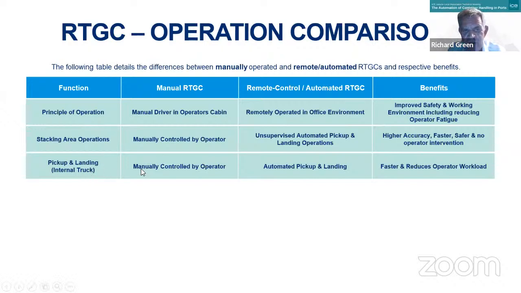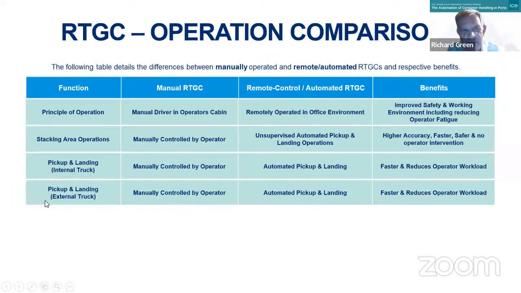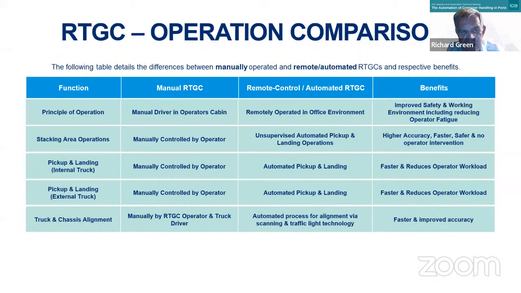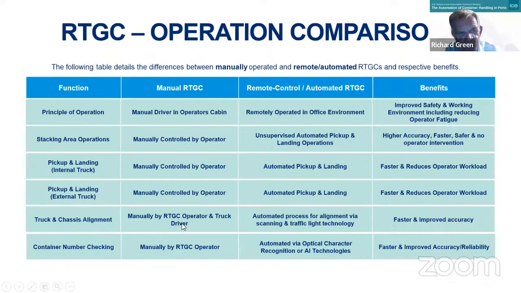Pickup and landing for the internal trucks. Before that was manually controlled by the operator. Now it's automated, faster and reduces operator workload. Similarly for the external trucks. The internal trucks are owned and operated by the container terminal. The external trucks are operated by the consignees. Truck chassis alignment, before manually done by the RTGC operator and truck driver, now an automated process using scanning and traffic light technology, similar to the key crane, faster, improved accuracy.